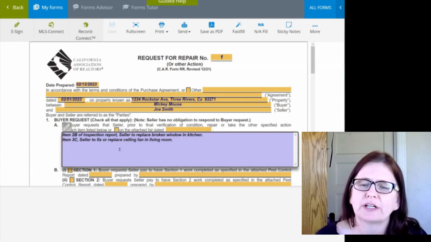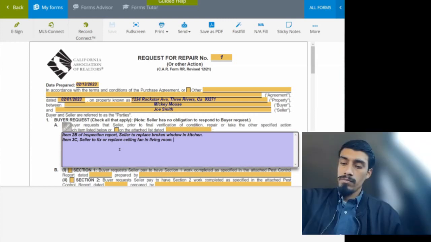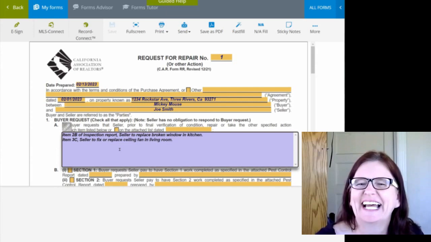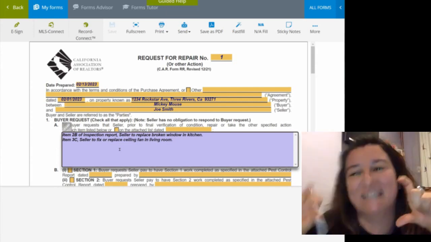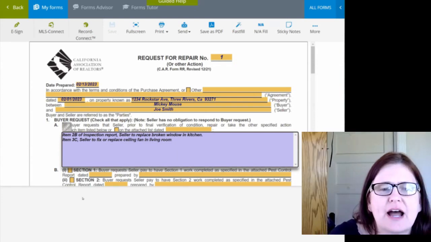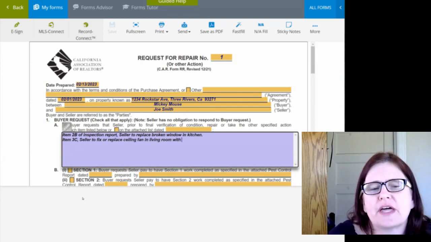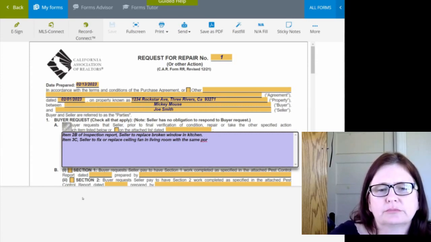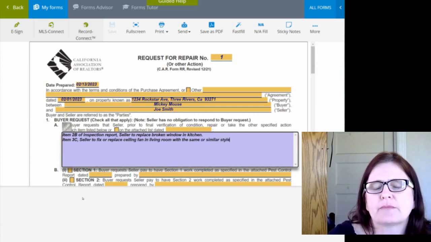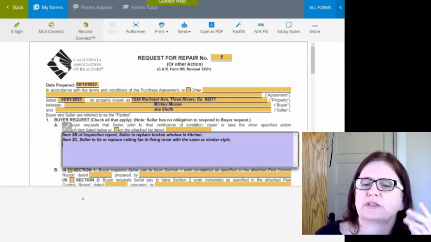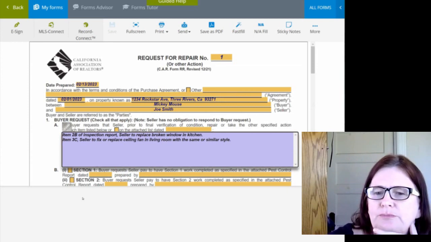So what can we put here that would add more clarification? Replace the ceiling fan, the fan what I want. Exactly, right? And attach a picture. But we could put replace ceiling fan in living room with the same or similar style, right? So that tells them that we really want that same ceiling fan. We just want a fixed one. What's something else that we could do?